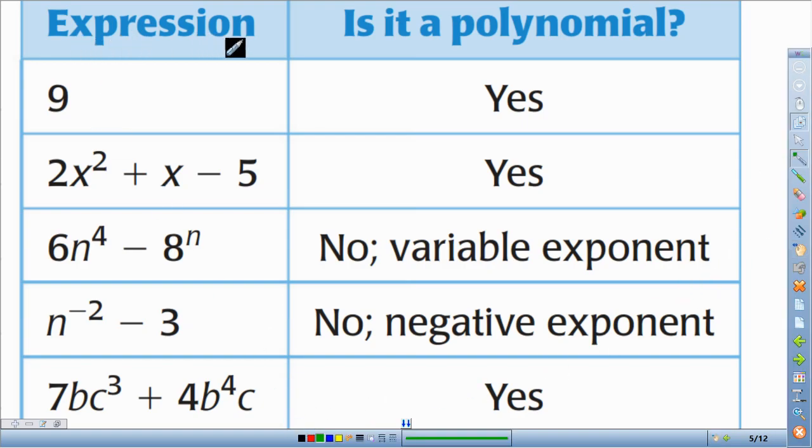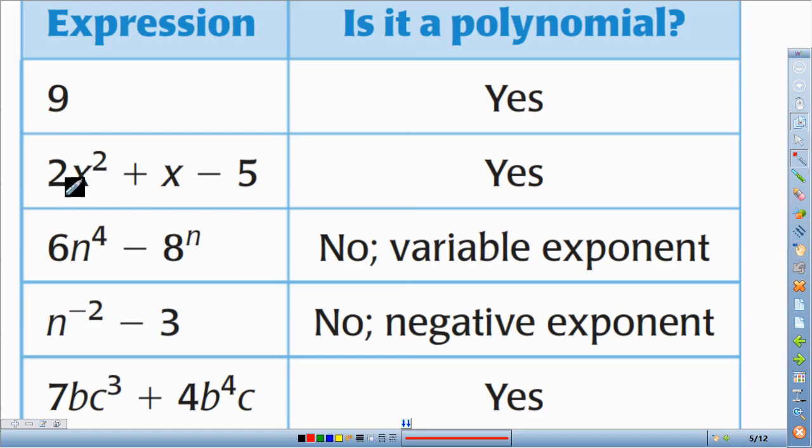Okay, so here is our expression. On the first one, it's a 9. The question is, is it a polynomial? Yes, it is. Technically, this is a single term. This is technically a monomial. So that's just something to know. 9 can be considered a polynomial, more specifically a monomial, because it has one term.